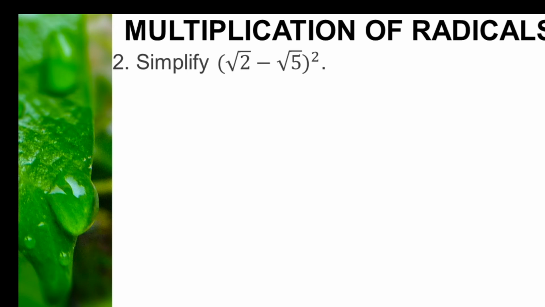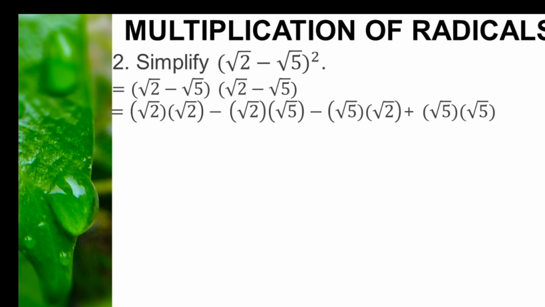Next, we have to simplify the square root of 2 minus the square root of 5, squared. If we are going to make use of the FOIL method, we can expand this expression as square root of 2 minus the square root of 5 times the square root of 2 minus the square root of 5. Applying the FOIL method, we have square root of 2 times the square root of 2, minus the square root of 2 times the square root of 5, minus the square root of 5 times the square root of 2, plus the square root of 5 times the square root of 5. Simplifying it further, we have the square root of 4 minus the square root of 10 minus the square root of 10 plus the square root of 25.